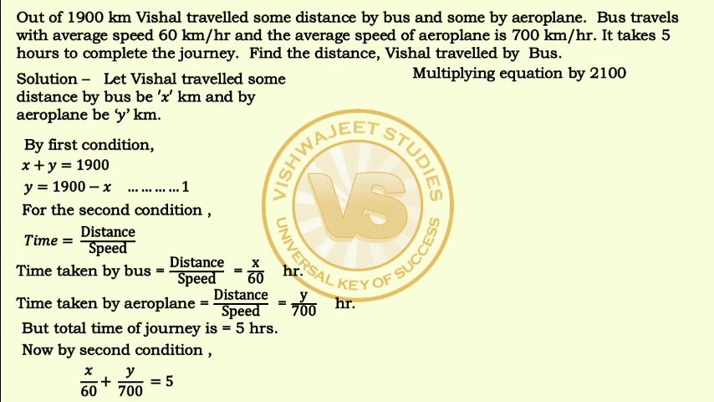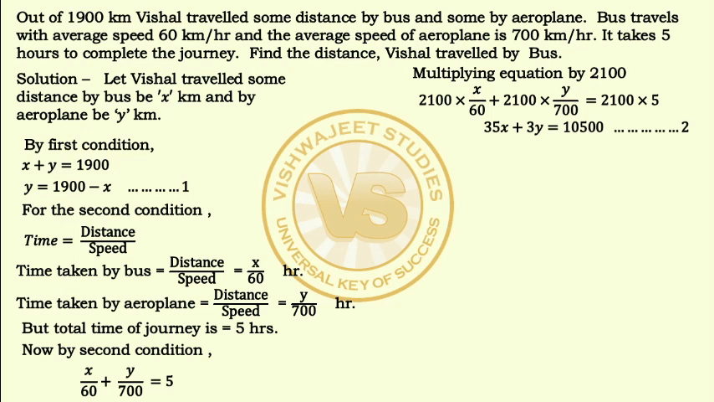Multiplying the equation by 2100, we get 2100 into x upon 60 plus 2100 into y upon 700 is equal to 2100 into 5. Here we are multiplying by 2100 for cancelling the denominators, which are 60 and 700. After division we get the equation 35x plus 3y is equal to 10,500, which is our second equation.